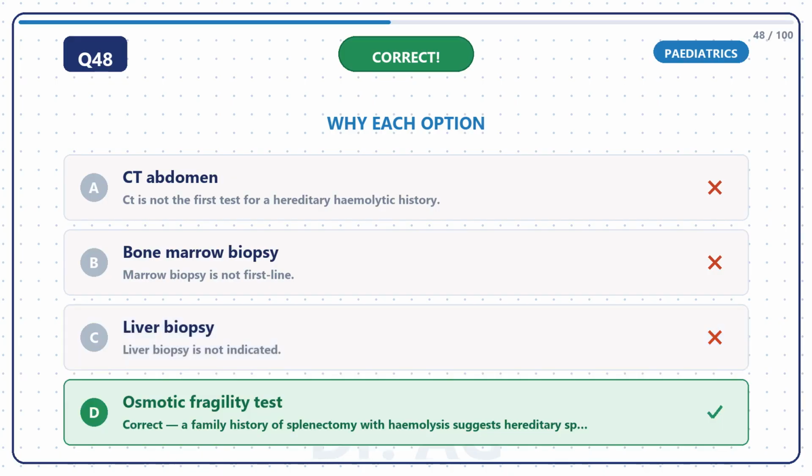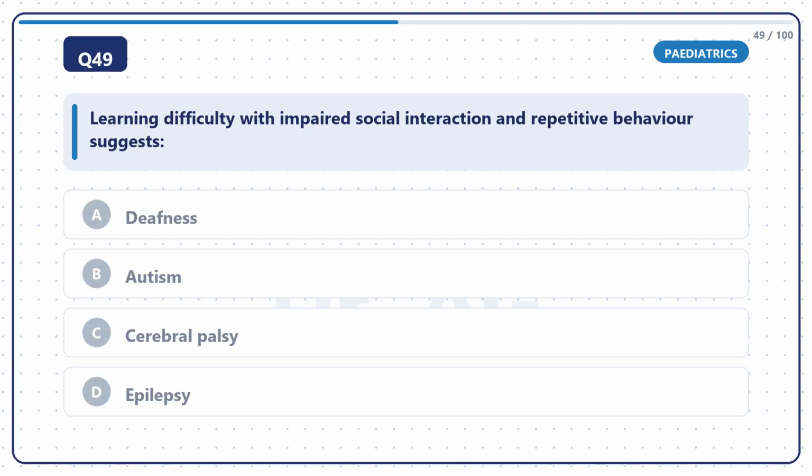And the correct answer is osmotic fragility test. Correct. A family history of splenectomy with hemolysis suggests hereditary spherocytosis. Test osmotic fragility. So, the right answer is option D. Osmotic fragility test.